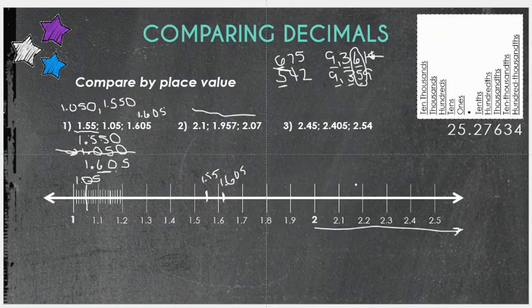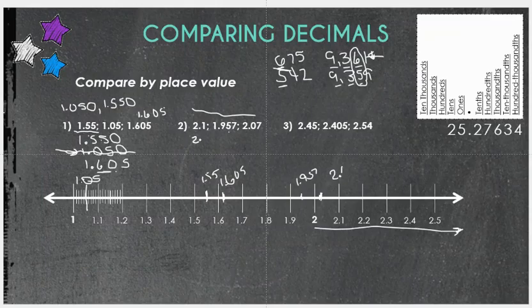In number 2, 2.1 is here. 1.957, that's really long. I can't really find exactly 1.957 on the number line, but I could estimate, like, this is 1.9, 5 is like halfway, so it's probably right around here. I could at least get a ballpark, 1.957. And then 2.07, well, that's not to 2.1 yet, so that one's right here, okay?